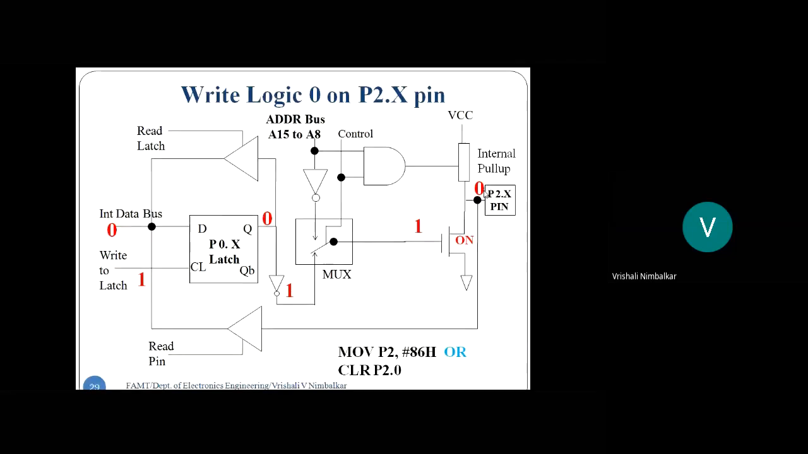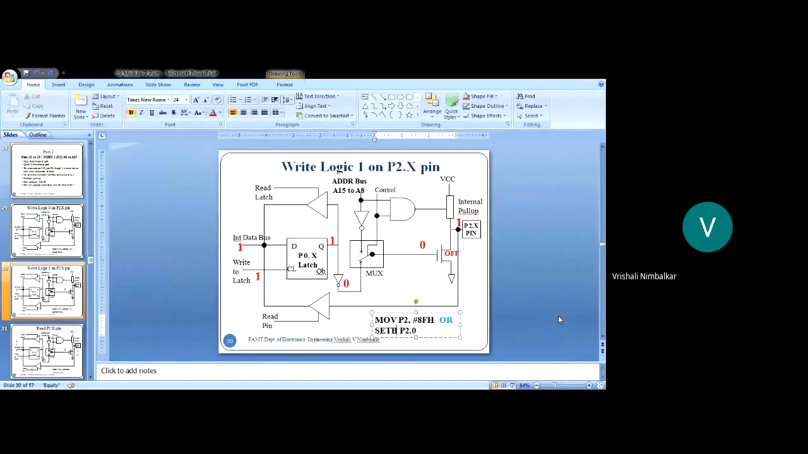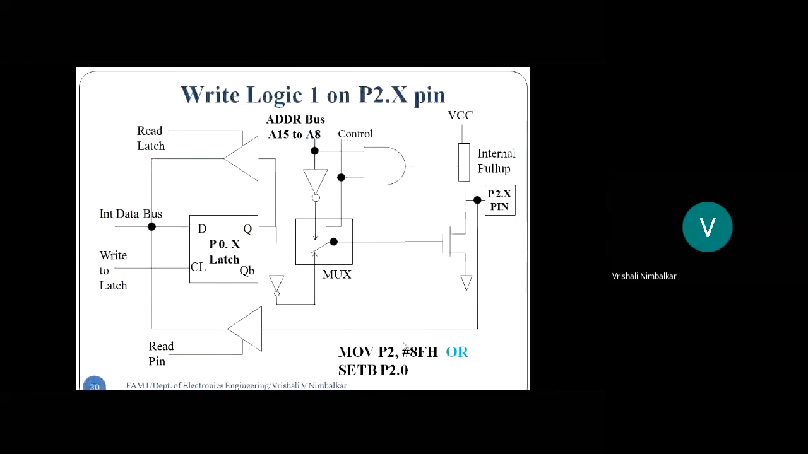Okay, students. And now we are writing logic 1. So the instruction is SETB. Okay. So now what am I doing? I'm sending logic 1 on P2.0. Okay, students. So how is it going to work? So logic 1 is on the internal data bus, and the microcontroller activates the write-to-latch signal. This enables the D latch. Logic 1 gets transmitted on Q. The inverter makes its complement. This logic 0 is transmitted by the multiplexer towards the MOSFET.